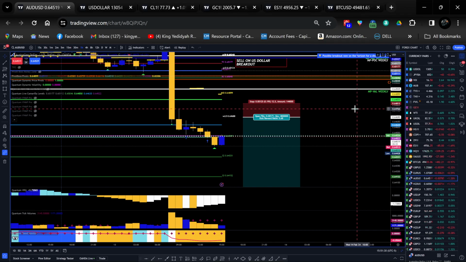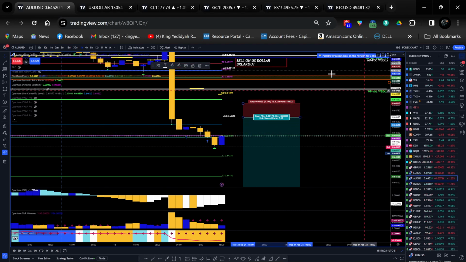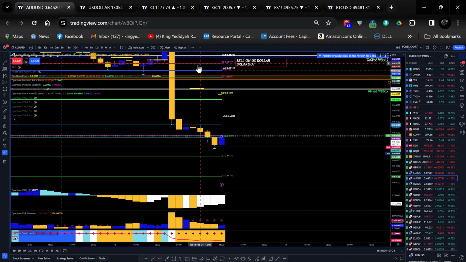So I still kind of practice on Forex with a very small account. So yeah, we'll see how it goes, man. Let's see how Forex could work out as well.